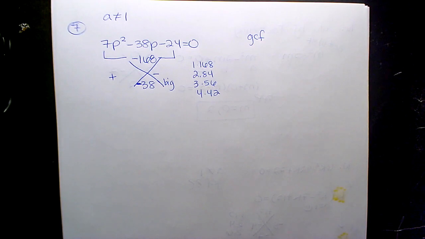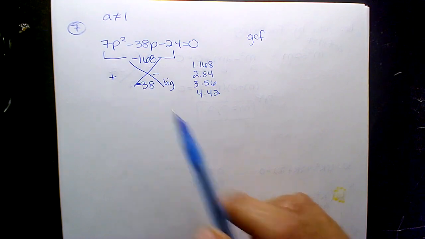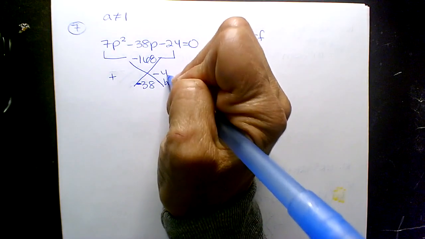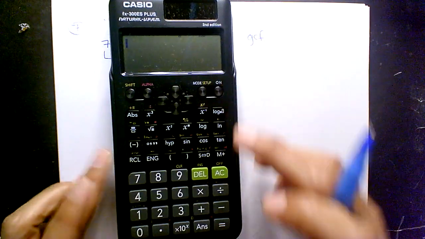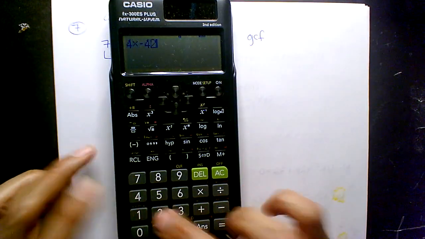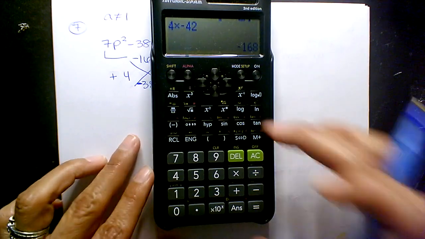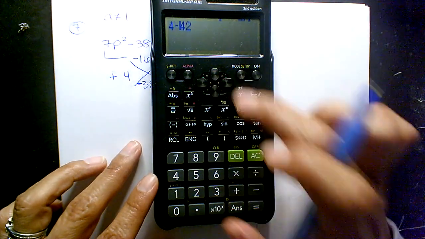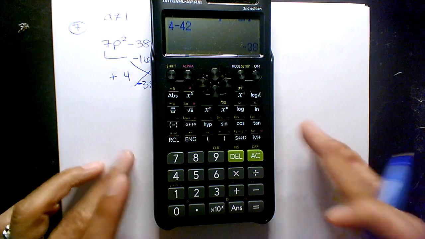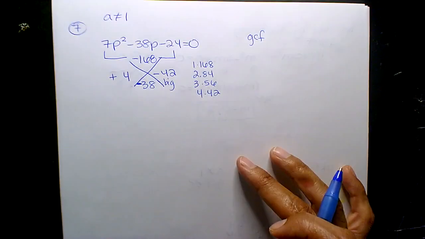Because what's my B value? 38. If I subtract these, don't I get 38? Okay, so 42 is negative, 4 is positive. And so check. What is 4 times negative 42? Negative 168. What is 4 minus 42? Negative 38, right? You got to know your numbers.